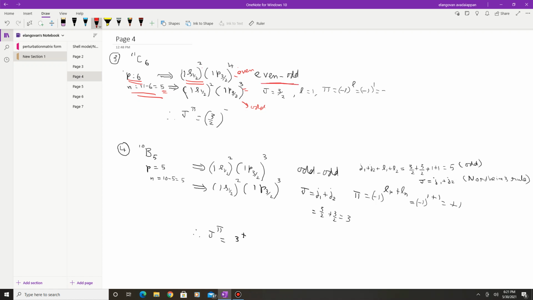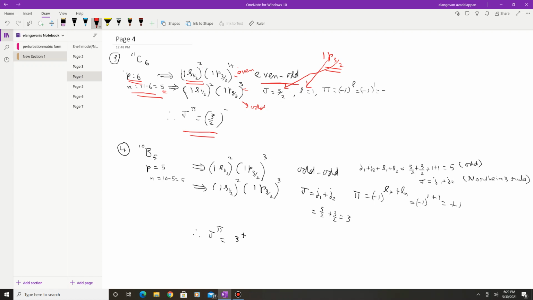For even odd, you choose this odd term, 1p 3 by 2. So you have to choose only this one, and this J will be 3 by 2, and L is equal to 1, the P state. So pi is equal to minus 1 whole power L, which is negative. Therefore, the angular momentum is 3 by 2, and parity is minus for the carbon 11 nuclei.